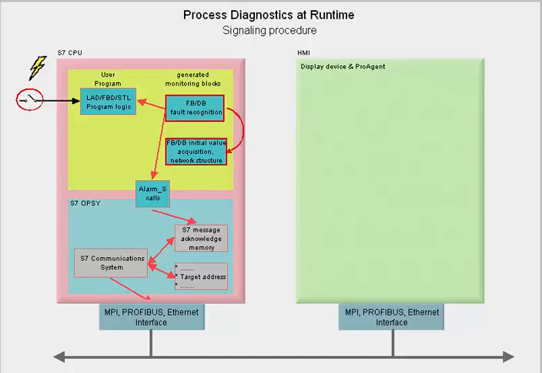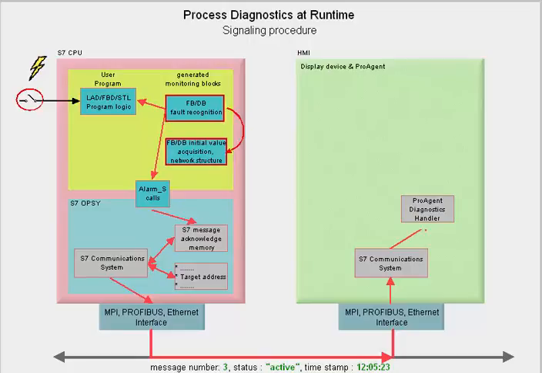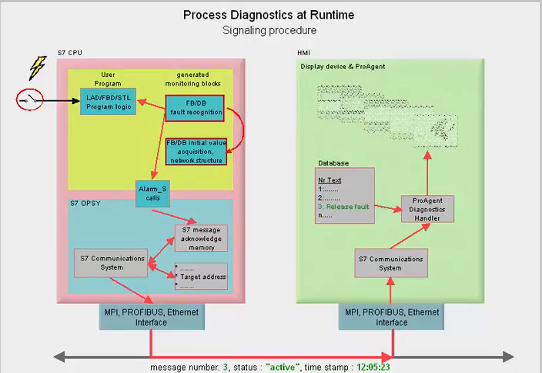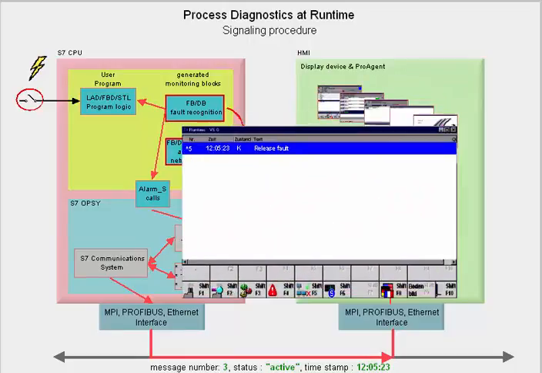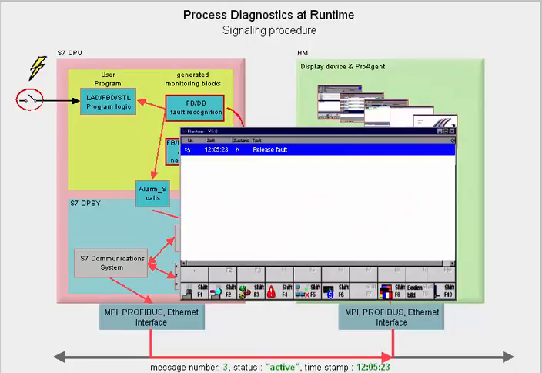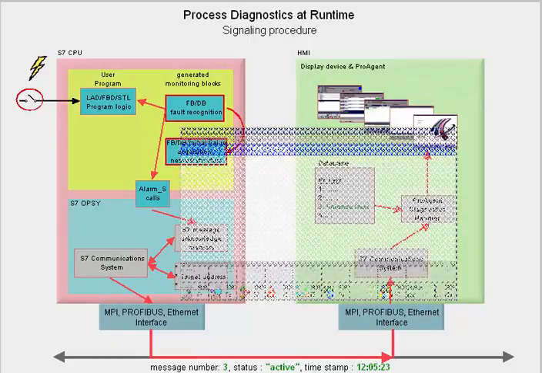The message contains, among other things, the message number, the message status, and the exact time of the message occurring. The message reaches its target HMI device via the relevant bus system and interface. Via the S7 communication system of the target device and the diagnostics handler, the final process fault message is made from the message data and the database with the corresponding message texts in the target device, and displayed in standard Pro Agent message pictures. The message process for this case is then completed.